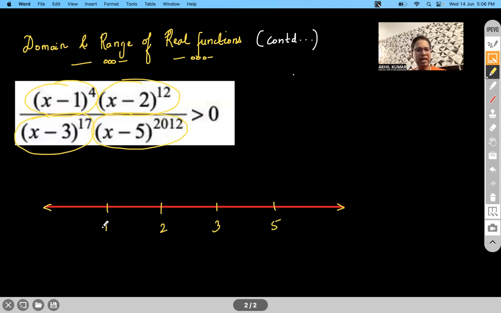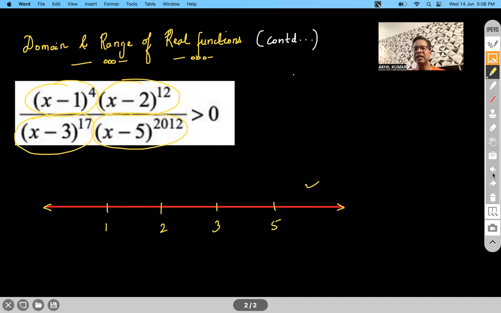Now, after having put these numbers on this number line, what do these numbers do? These numbers divide the number line into intervals, right? So you can see 1, 2, 3, 4, 5 intervals have been created because of these four numbers, right?